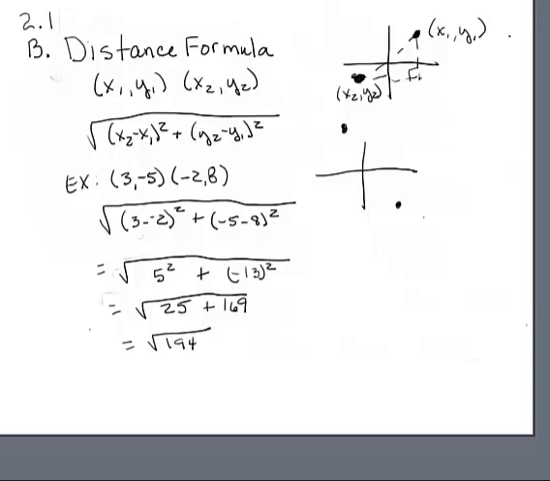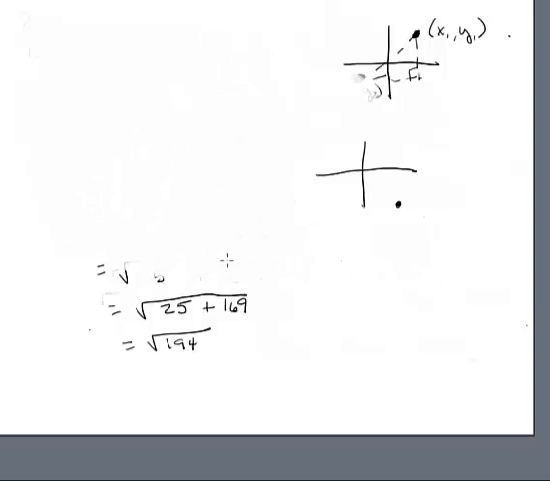Okay, so now I'm going to erase this, and I'm going to put a different problem up here that will also use the distance formula. And this problem is, I'm going to give you 3 points, and I want us together to be able to figure out if these 3 points make a right triangle. So the 3 points are (0, -2), (5, 1), and (-4, 3).